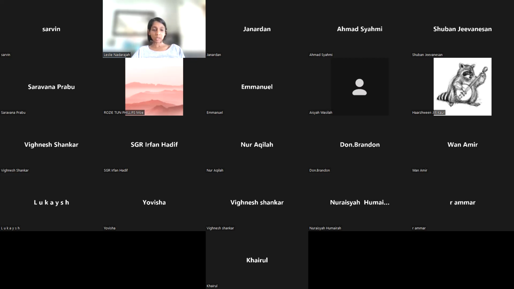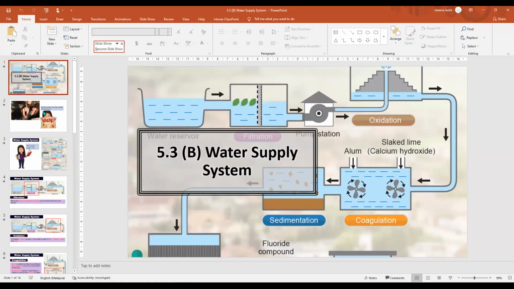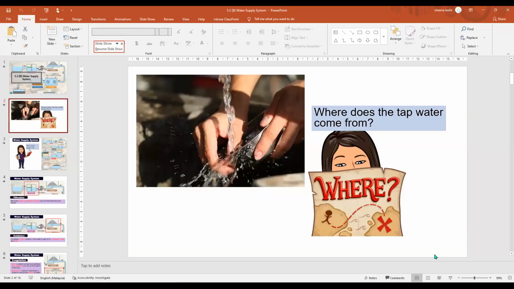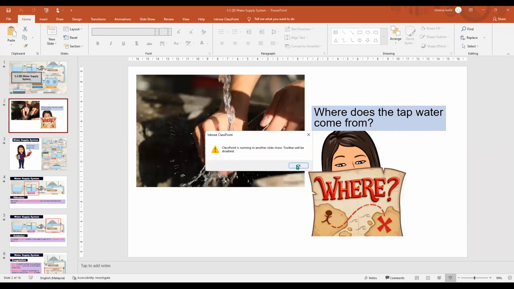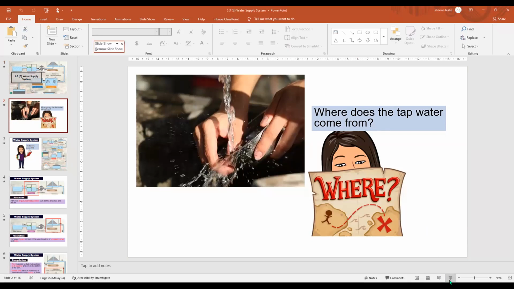Last but not least, water supply. Now this one, you still have to read. I can only explain very fast, but you still have to read after I teach you today.